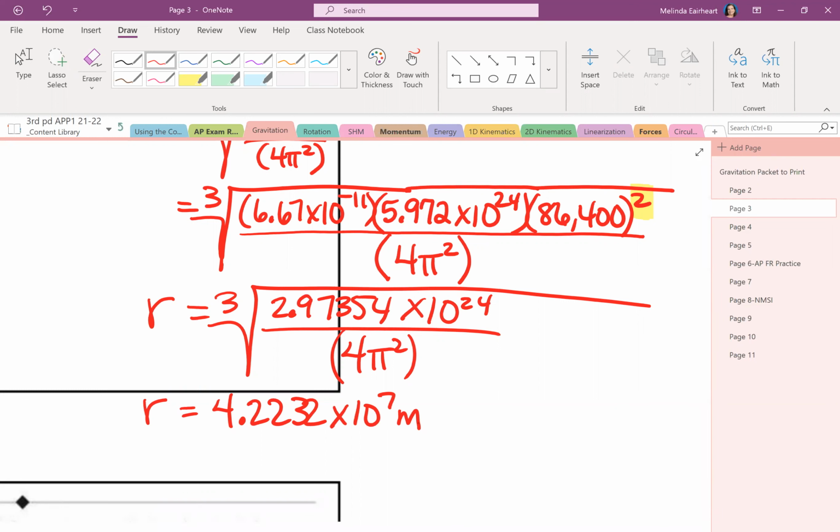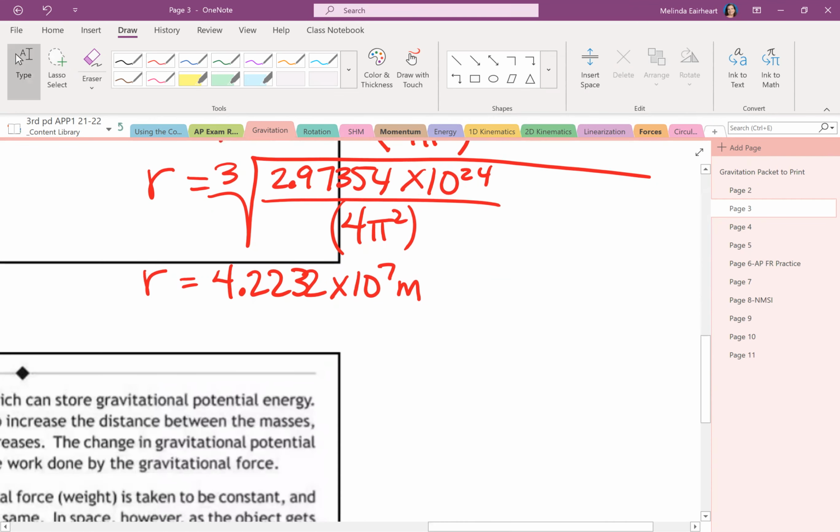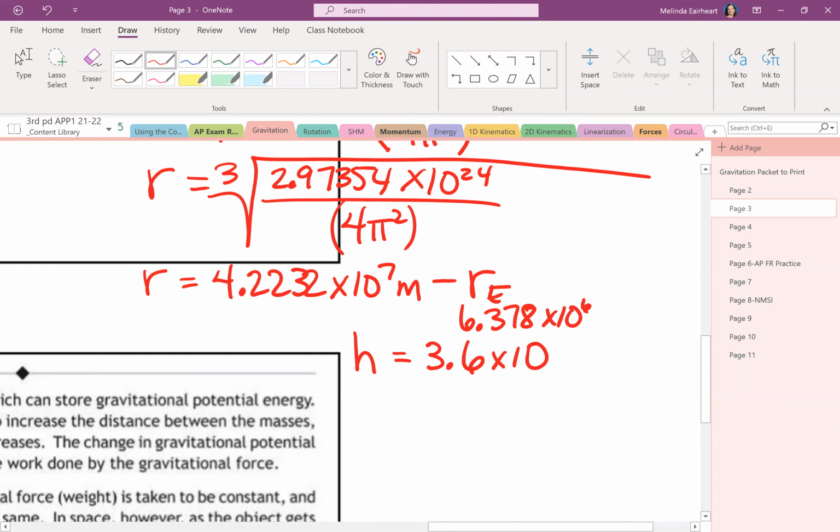They want the height above the Earth's surface. One final step to get that first answer would be, I got to subtract the radius of the Earth, which is that 6.378 times 10 to the 6th. Okay, and so minus. And so final answer, the height above the Earth is, and since it's a final answer, I think it's safe to call it 3.6 times 10 to the 7th meters.